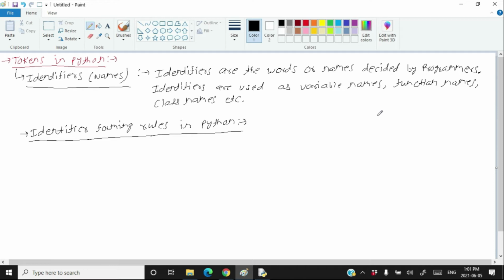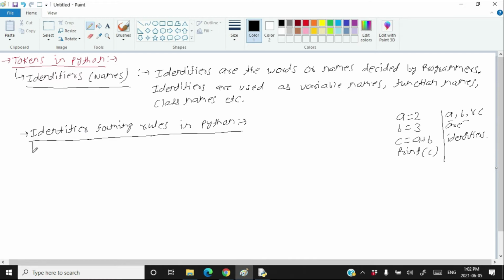If you remember, in our earlier videos we have written a program. The program was like this: a is equal to 2, b is equal to 3, c is equal to a plus b, print c. Here a, b and c are identifiers. Why? Because these names were decided by programmers. That's why these names are identifiers. So what are the rules of forming identifiers in Python?